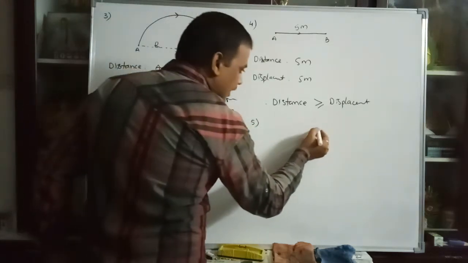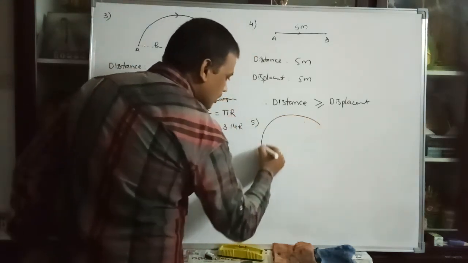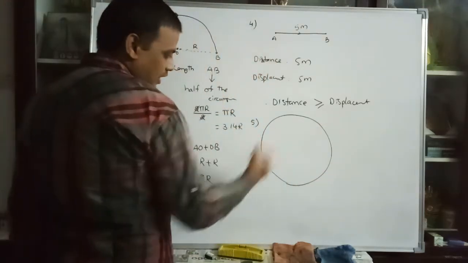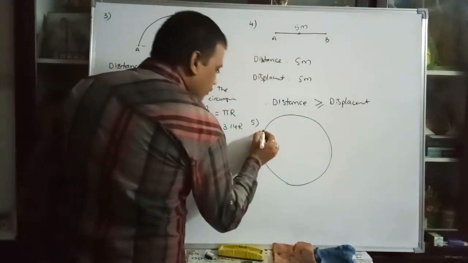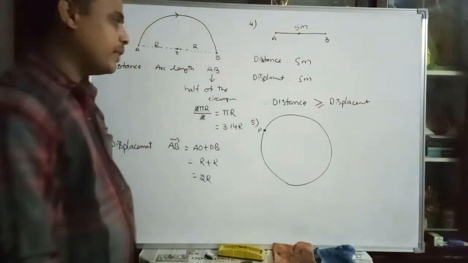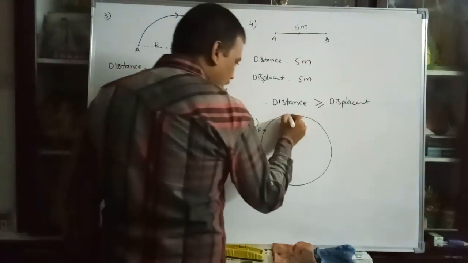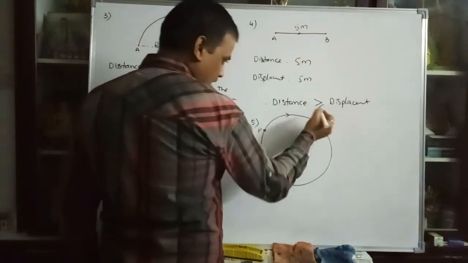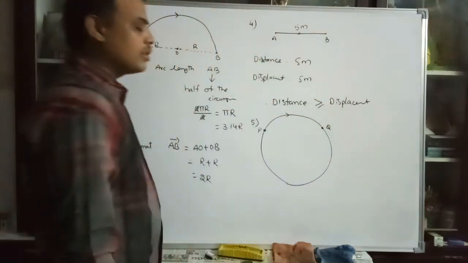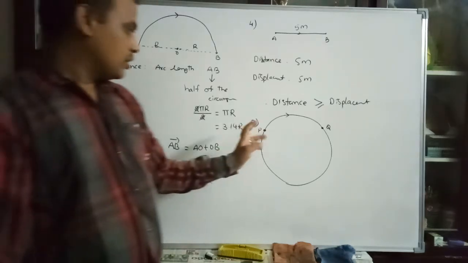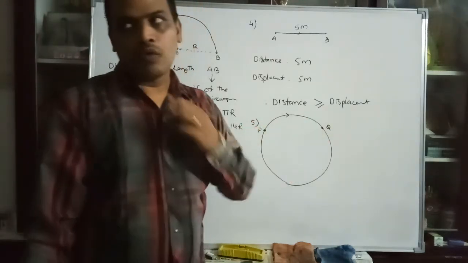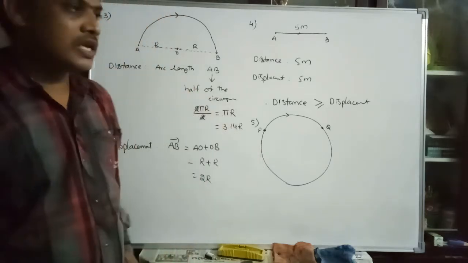So there is one circular path like this. The circular path radius is R. One person starts at a point on the circumference, at the point P. In a clockwise direction, he reaches some other point Q. He starts at P, travels some distance and reaches the point Q. What is his distance and displacement?